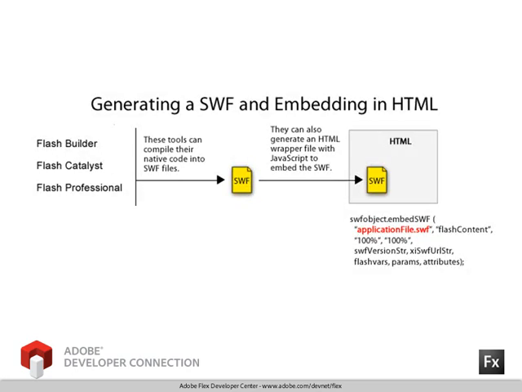What they all have in common is that they can compile SWF application files among other file types, which can then be wrapped in HTML and displayed in a browser that has Flash Player installed. This JavaScript code was generated by Flash Builder to embed the SWF file reference into an HTML page. You will learn more about compiling SWF files and generating HTML wrapper files in later videos.